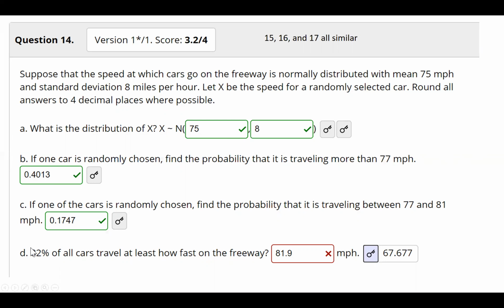If I'm at 80, I want to figure out 82% of the cars will be at least how fast on the freeway. So I know my percent, I know my proportion. I want to know what the actual miles per hour are. And so this person here, as they were doing the exam, they got it wrong. It should be 67.67 miles per hour. So let's see, how do we do that?